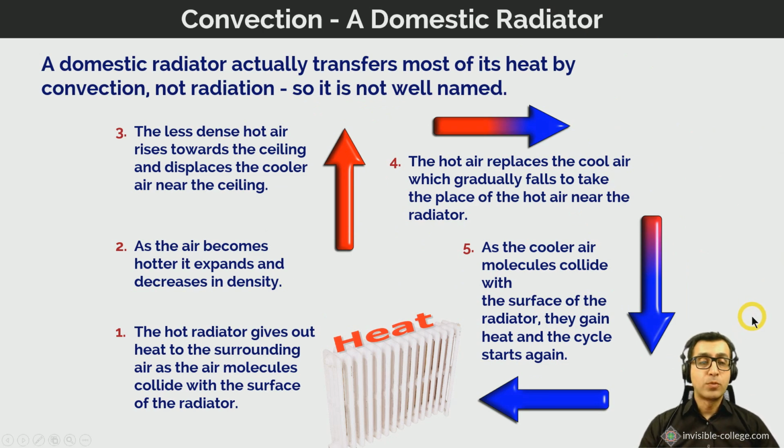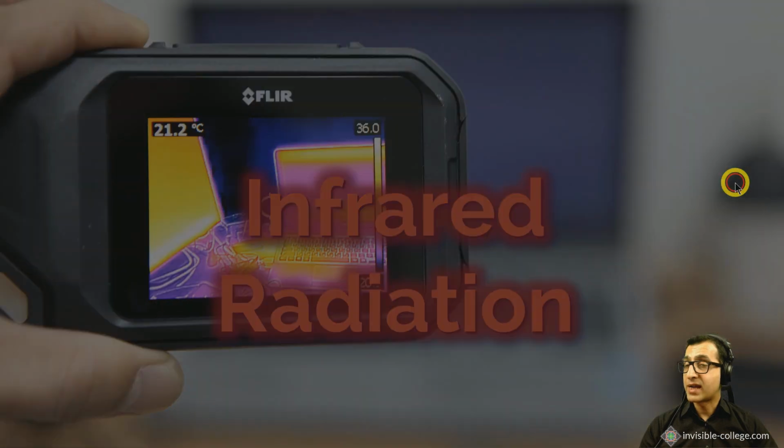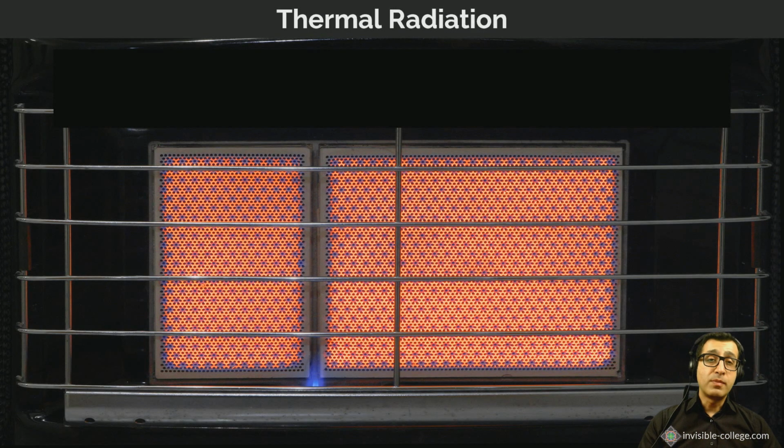So the third form of heat energy transfer is by infrared radiation. So what you're seeing here is a FLIR camera. This is an infrared imaging camera which has been pointed at a laptop and a screen. And as you can see here, there are certain parts of the image which are brighter than the other surrounding parts of the image. So the brightness indicates a measure of the temperature of the objects that you're pointing this camera at. So thermal radiation is the process by which heat is transferred as infrared waves.